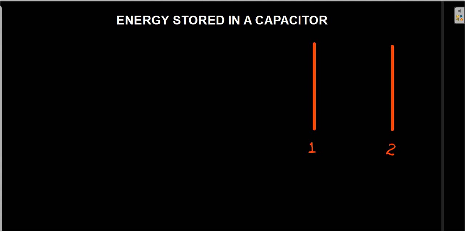To derive this formula, let us consider we have two plates of the capacitor. The first one is plate 1 and the second one is plate 2. Both plates are initially uncharged. There is no charge on these two plates. So now we will give some charge to these two plates.